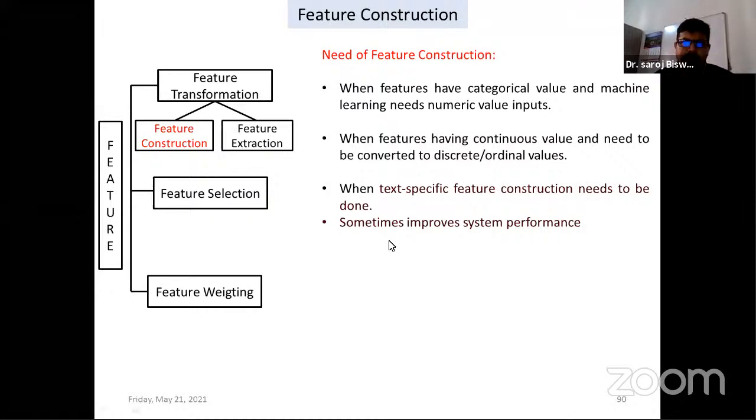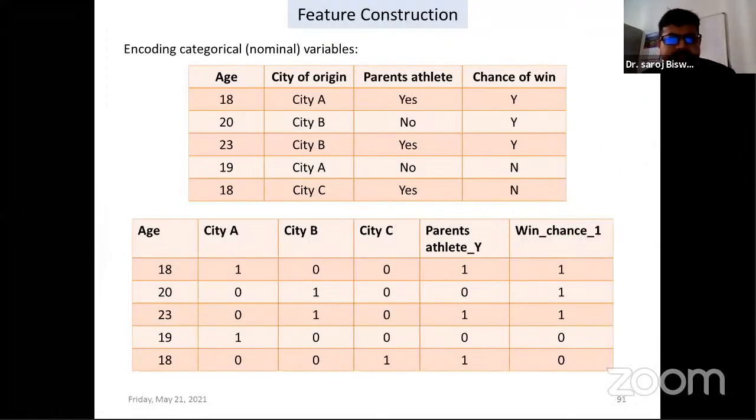And sometimes, whenever we construct features and add the new features to the older features, the number of features is increased. In such a scenario, sometimes it improves the performance of the system. That's why I have written that feature construction sometimes improves system performance. And here we have an example of feature construction.